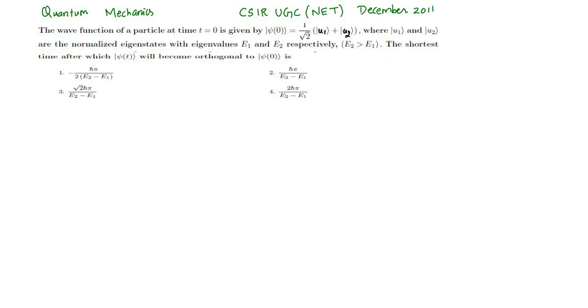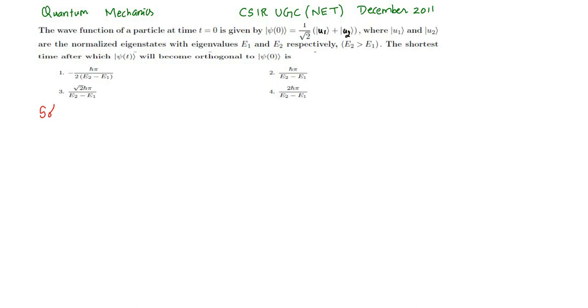Quantum mechanics problem, CSIR UGC NET, December 2011. The question: the wave function of a particle at time t = 0 is given by psi of 0 = 1 by square root of 2 (ket u1 + ket u2), where ket u1 and u2 are the normalized eigenstates with energy eigenvalues E1 and E2 respectively, where E2 is greater than E1. Then the shortest time after which psi of t will become orthogonal to psi of 0. So this is what we have to calculate. So let us solve this problem.